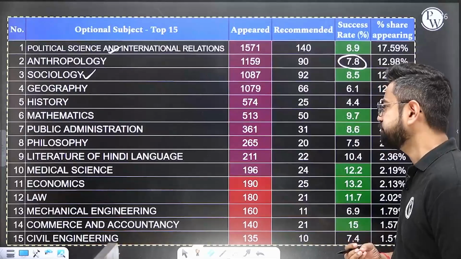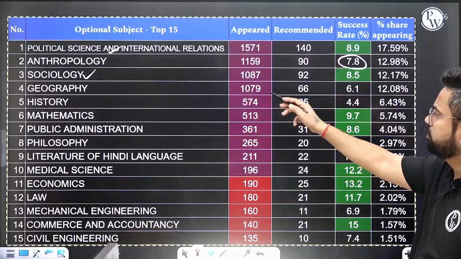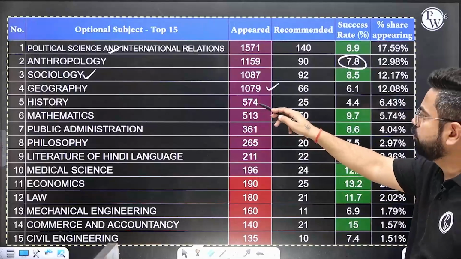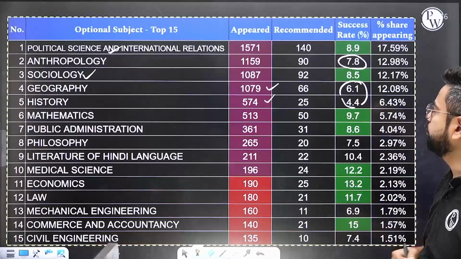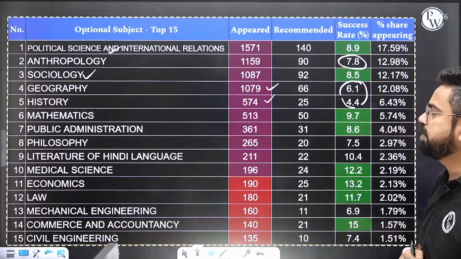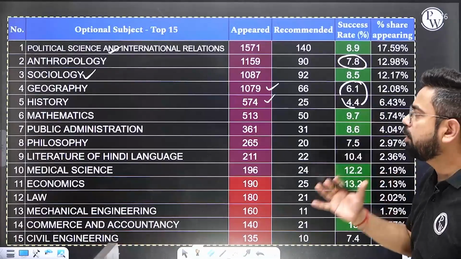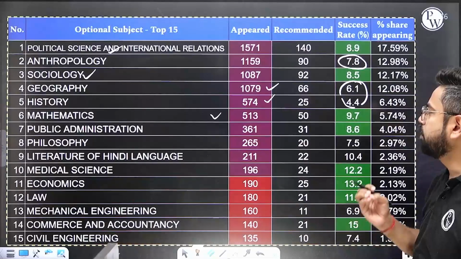Similarly, sociology and PSIR are popular as well, plus their success rate percentage is also very high. Similarly, geography comes in the top 5, history comes in the top 5, but their success rates are 6.1 and 4.4%, which is very challenging. One of the amazing optionals is mathematics. Let me tell you about mathematics.